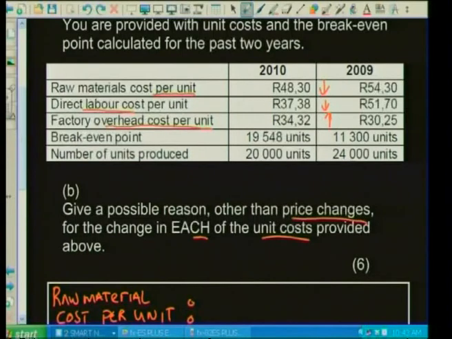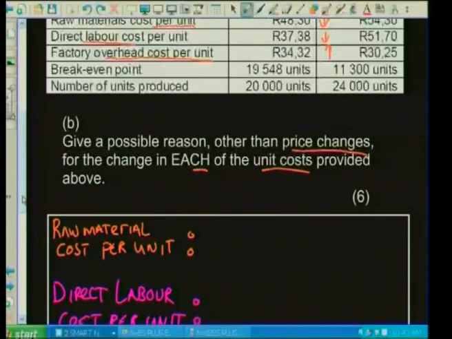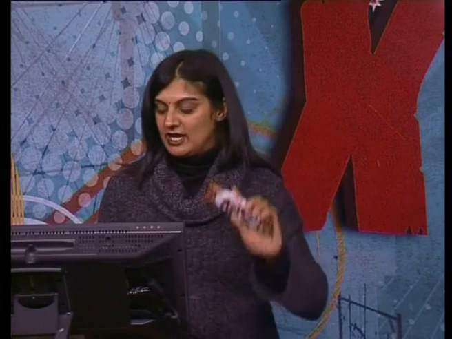So let's now look at a possible reason other than price changes. So we can't give price changes as our reason. Let's start with our raw material cost per unit. It has obviously decreased, and we now need to give a reason as to why it would have decreased. Now remember guys, if I'm going back to my chocolate, back to the Aero chocolate.